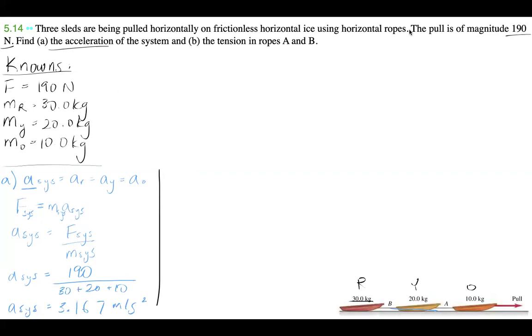Okay, so now for this part of the question, we actually do want to go ahead and draw individual free body diagrams for each sled, right? And what do I mean by that? Well, what I mean is that we want to draw a diagram of all the forces that are acting on each sled. So let's start with the red one. We have, of course, the force of gravity, and then we also have the normal force, because the sled is in contact with a surface, which is the ice.